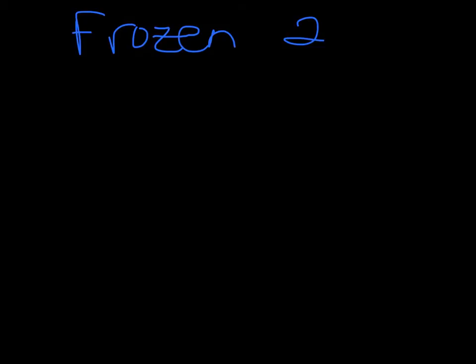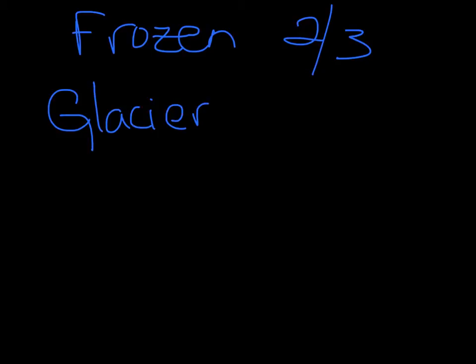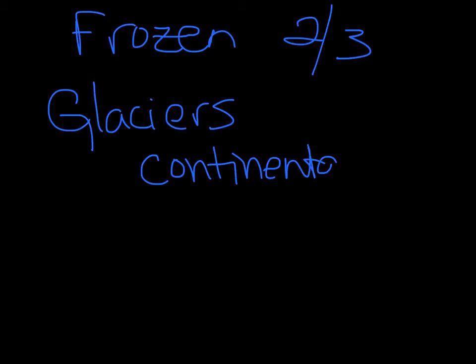Now, most of our fresh water on Earth is frozen, and in fact, 2/3 of our fresh water is locked up in the poles at the north and south parts of our Earth. At those areas, you're going to find glaciers. And glaciers are those large blocks of snow and ice that are actually covering the land. There are two different kinds of glaciers. There is a continental glacier, and there is a valley glacier.